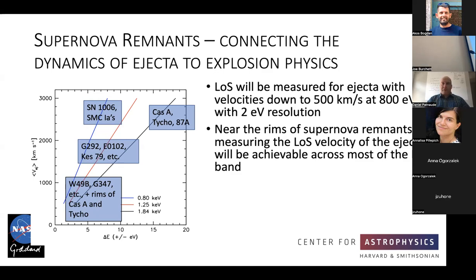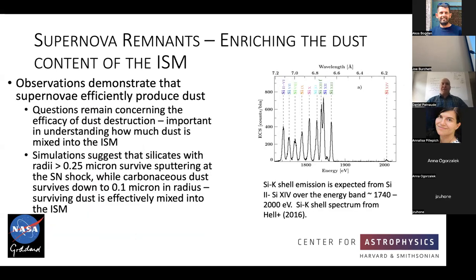Okay. So moving on to another topic, which is similarly related to supernova remnants, but may seem a little bit odd for an X-ray telescope, is the topic of dust and dust enrichment into the interstellar medium. We know from observations in the infrared and optical and other bands that supernovae efficiently produce dust. One thing we don't know is how well that dust is mixed into the interstellar medium. The reason, of course, is because as the cold dust interacts with the shocks in the supernova and supernova remnant, much of that dust is destroyed. So there are questions about the efficiency of this dust destruction process.